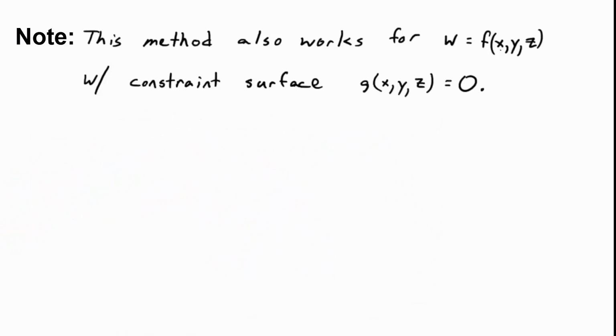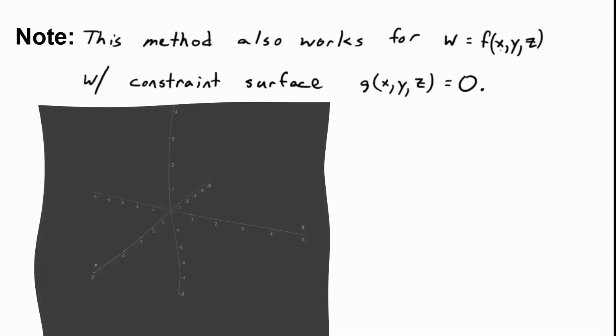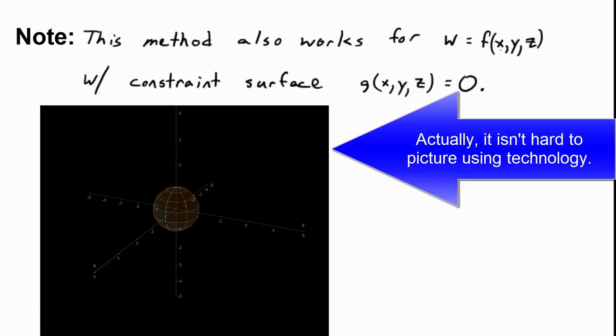in space. But if you set w equals f of x, y, z, it has 3 inputs, 1 output, 4 variables altogether. You can't graph that in space. But if you set w equal to a constant, you're looking at a level surface. And this method works very well for that.